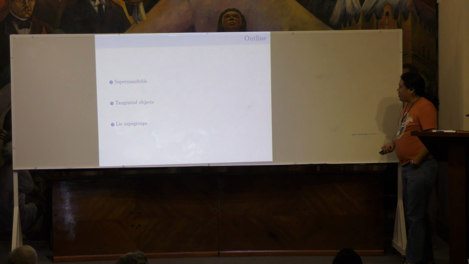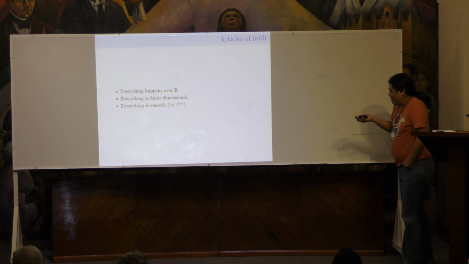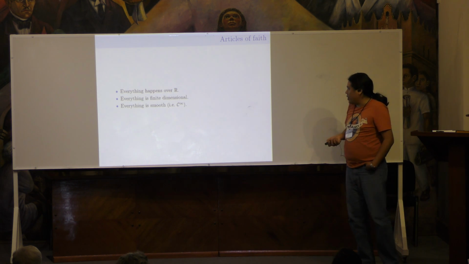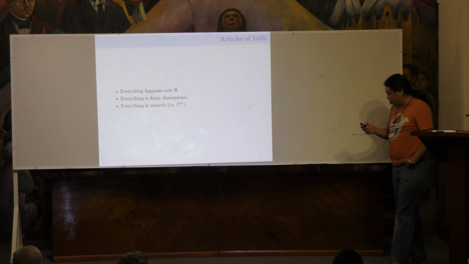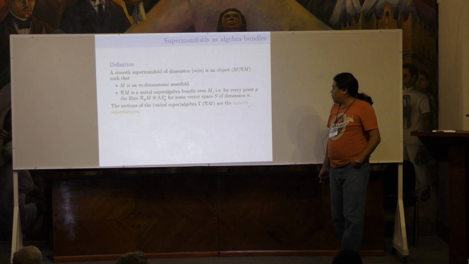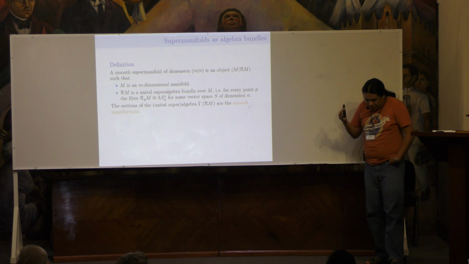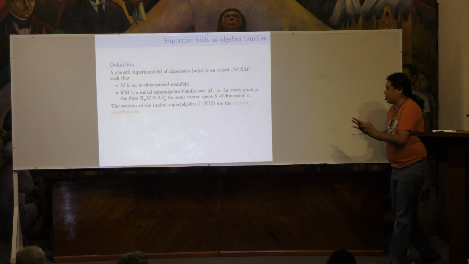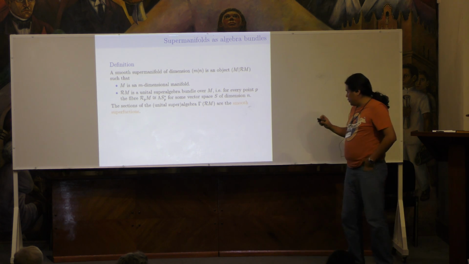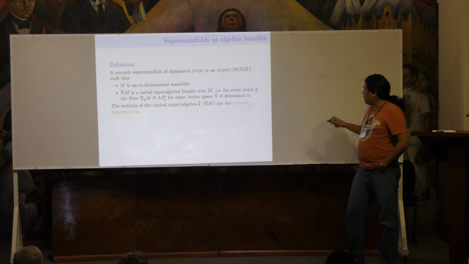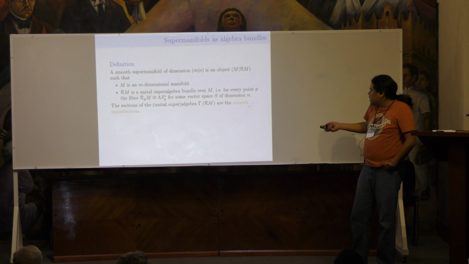I think this slide doesn't belong here. You all follow the right faith, but yes, everything is smooth. Everything I will talk about will be finite dimensional and real. So let's start with supermanifolds. Our definition of a supermanifold differs somewhat from the usual definition in that we don't use sheaves for it. We use an algebra bundle, and the definition is the usual thing.